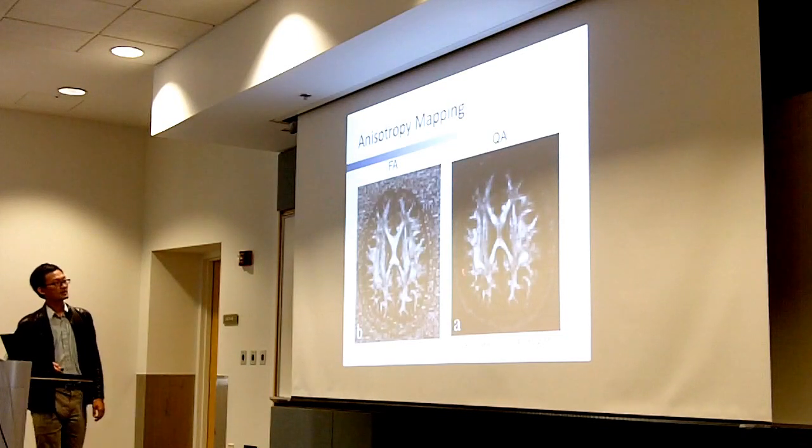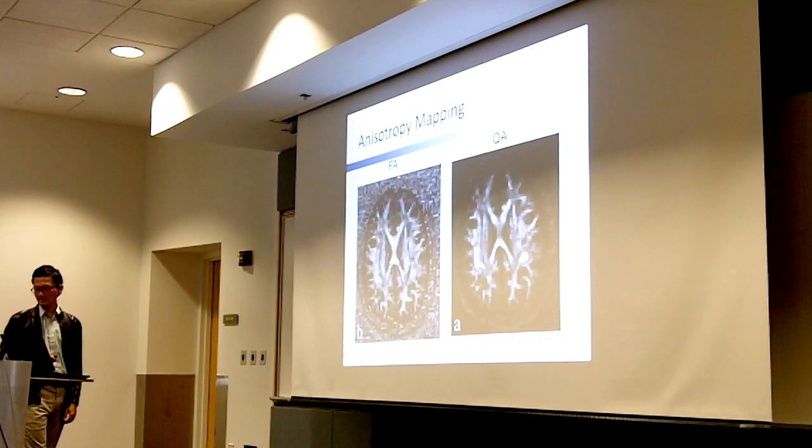So here's just showing a comparison between FA and QA. FA is based on DTI, which is a ratio between AD and RD. And then this one's a QA. You can see how nicely, so those are from the same subject, same scan. The data source was the same. The only difference is the way we compute it.